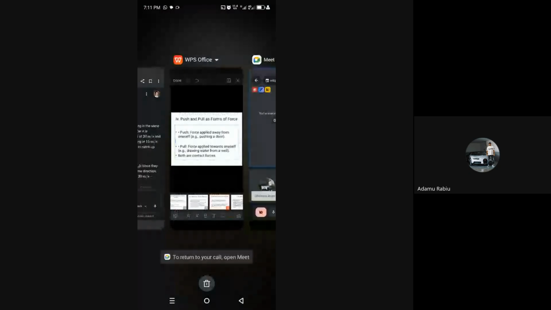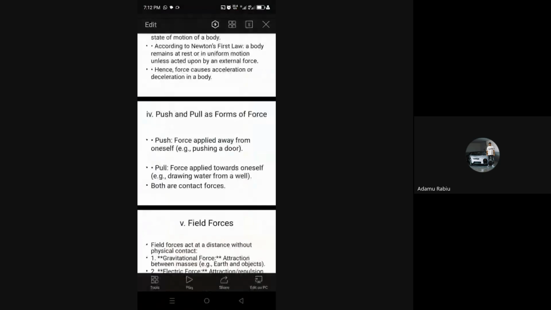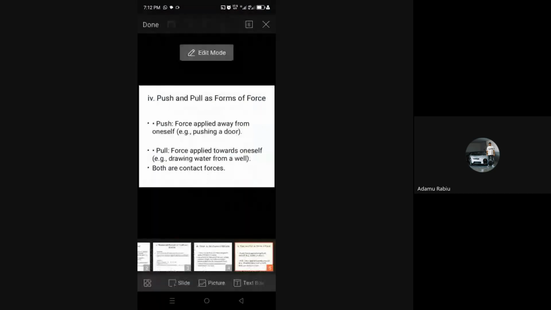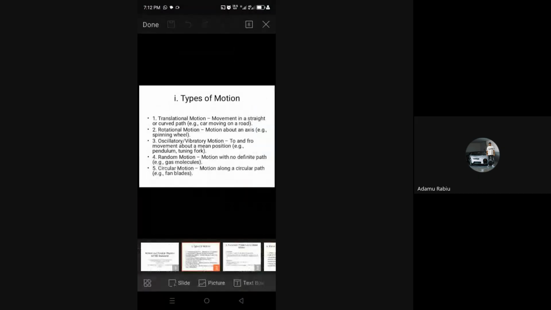All right, so we are going to be looking at motion. We've already defined motion, so let's go straight to types of motion and some examples. We have translational motion. Translational, that is a straight line motion, right? Straight line motion. It's the same thing as linear motion.